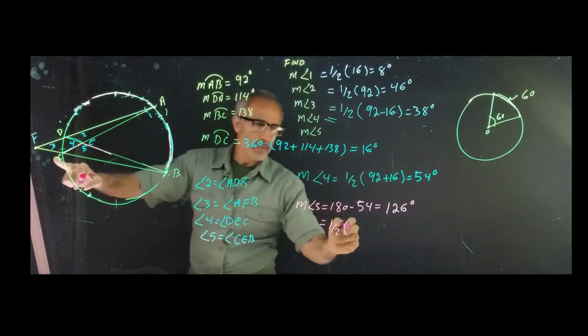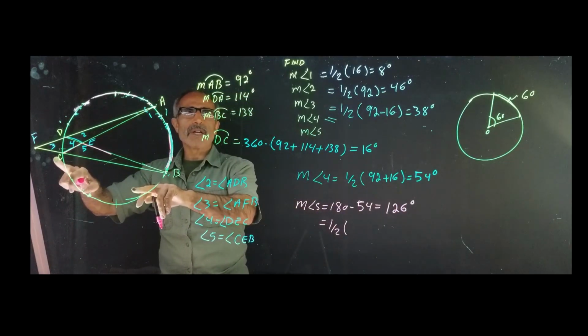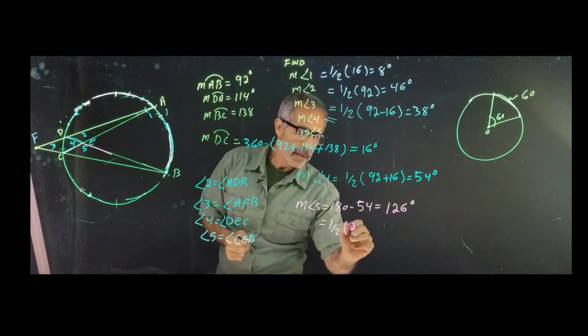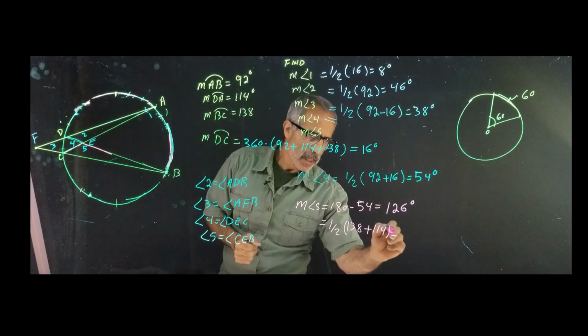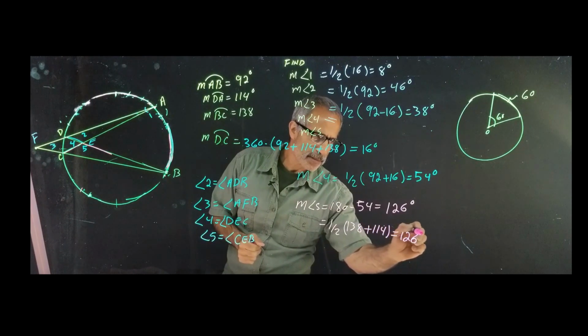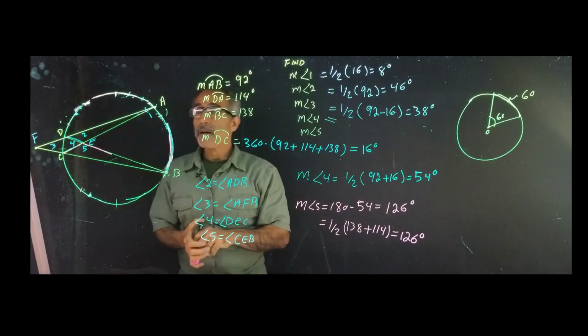The other way, that's going to become 1/2 of 138 plus 114, and that should come out to the same number. That's it.